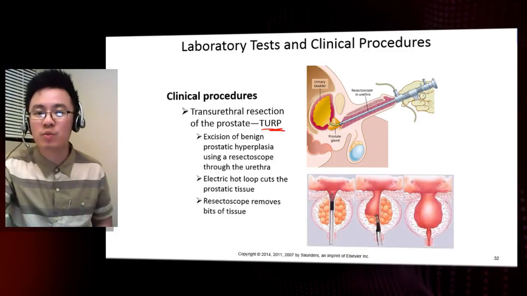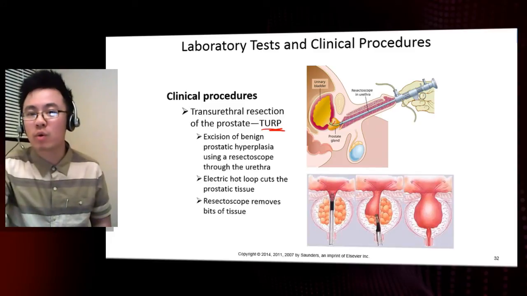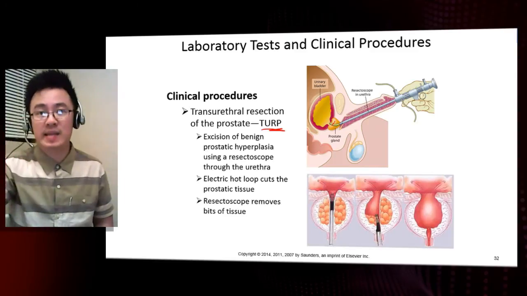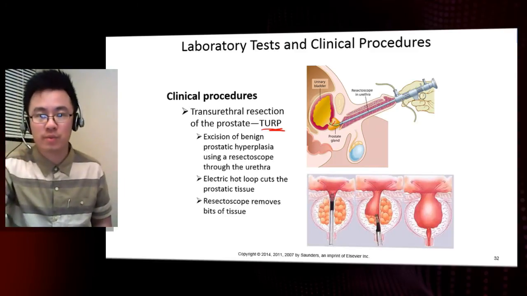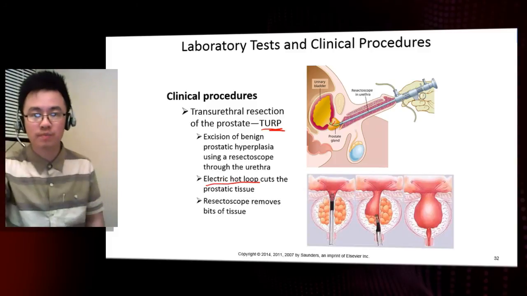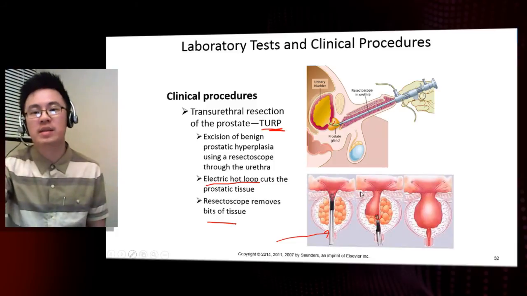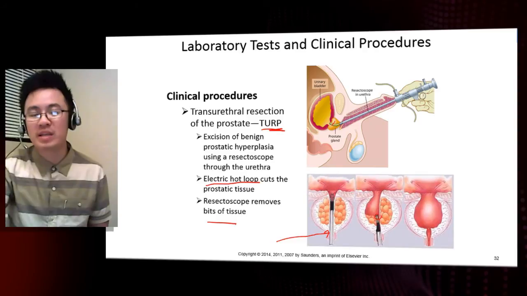As you can see, we have the resectoscope here that is inserted into the male penis through the urethra, and at the end there is a hot wire or some sort of tool, and it starts to scrape off the excess amounts of prostatic growth. Here we go, electric hot loop, and it removes those little bits and pieces of that excessive prostate structure. In the bottom image, we have a resectoscope and a hot mini loop at the very end. It carves off excess tissues and ejects them out.